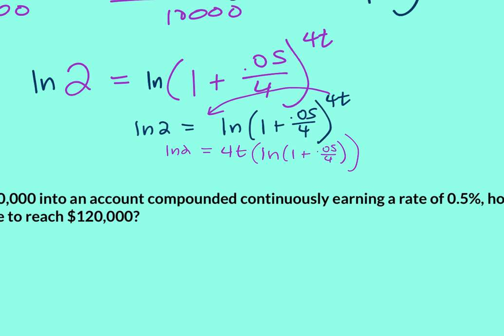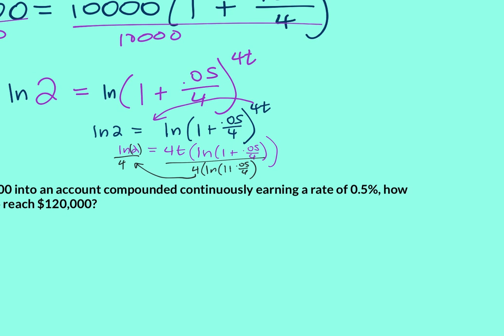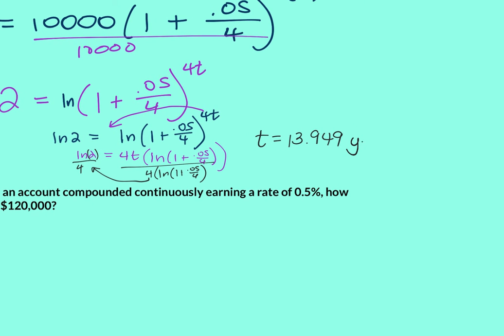So the right is really just an expression of three things being multiplied together. I could take them in parts. I could divide everything by 4. And then I could take that answer and divide by ln of 1 plus 0.05 over 4. Or I could divide the whole thing at once. So I would do ln of 2. Close your parentheses, remember, because it opens them. Divided by, open the parentheses, 4 times ln of 1 plus 0.05 divided by 4, close the parentheses, and hit enter, and I get t equals 13.949, and that would be years.